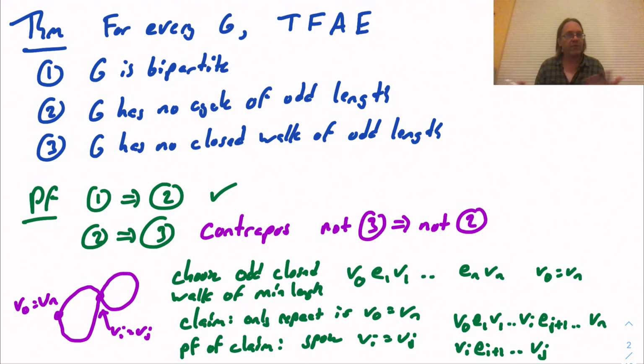Well, I can just break this closed walk up into two smaller closed walks. I can go from v0 to vi, and then because vi is vj, I just pick up at vj and go back to v sub n, which is v0. That's one closed walk. And you have a closed walk from vi to vj. One of those two closed walks is going to be odd because the sum of their lengths is odd. And they're both going to be shorter than the original. So I found a shorter closed walk of odd length, and that's a contradiction.